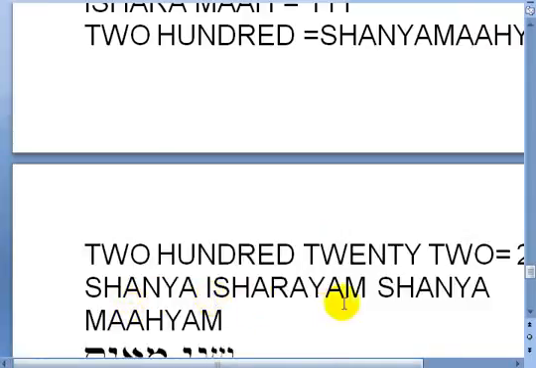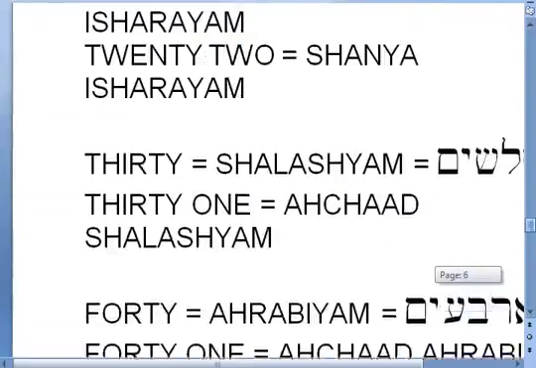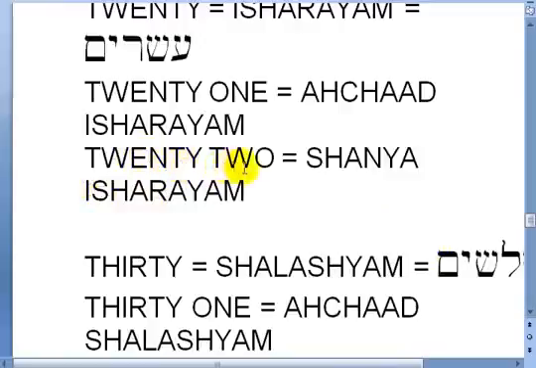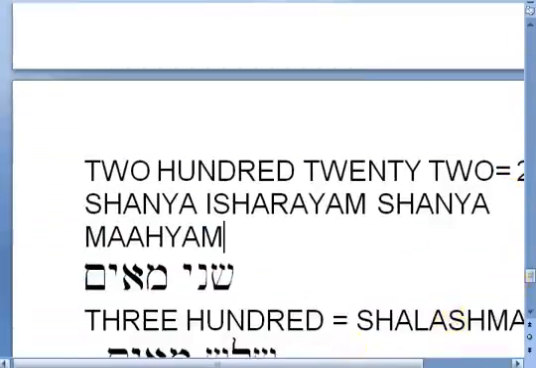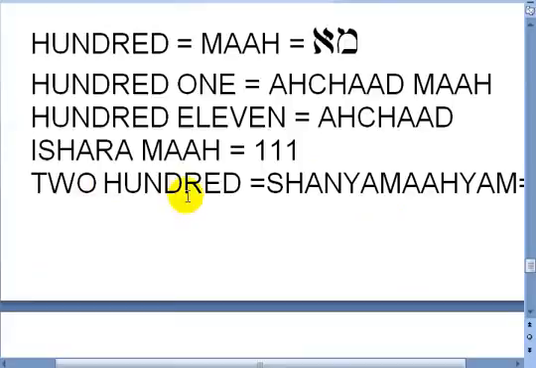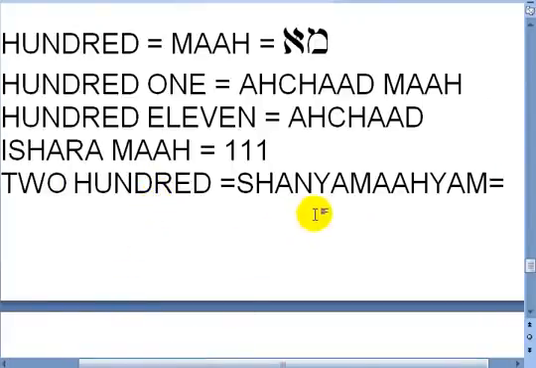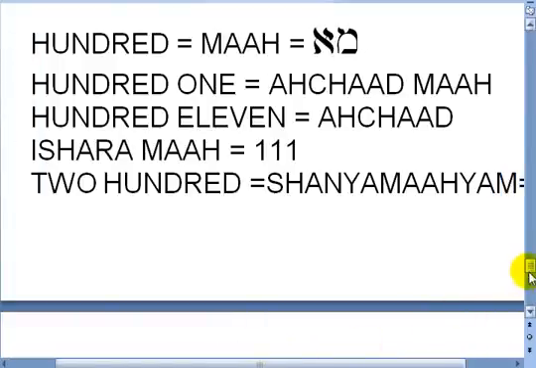Because Shanya Aisharayam is what? 22, right? Let's go back up here to 22, Shanya Aisharayam. So that's 22. So you've got that covered, the 22 at the end. So you got Shanya Aisharayam, the 22, and then Shanya Ma'ayam, because 200 is, did you see it there? Shanya Ma'ayam. Now this is probably going to be a little more difficult, but brothers, if you study it, you'll get it.